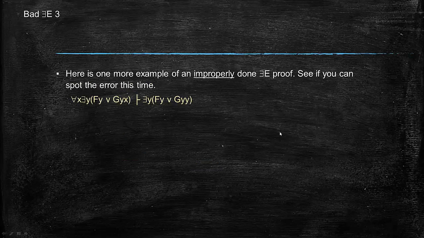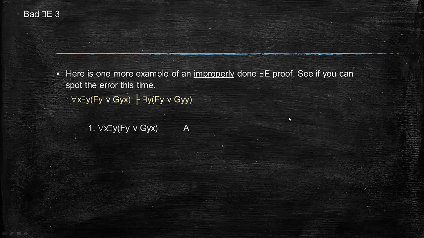All right, let's just go ahead and look at one other proof that we're forced to do badly because it's not actually a valid inference. We won't spend any time going through the intuitive reason why this isn't valid because it's kind of a peculiar assignment of values. But so we've got for all x there exists a y, f, y, or g, y, x, and we're being asked to derive the proposition there exists a y, f, y, or g, y, y.